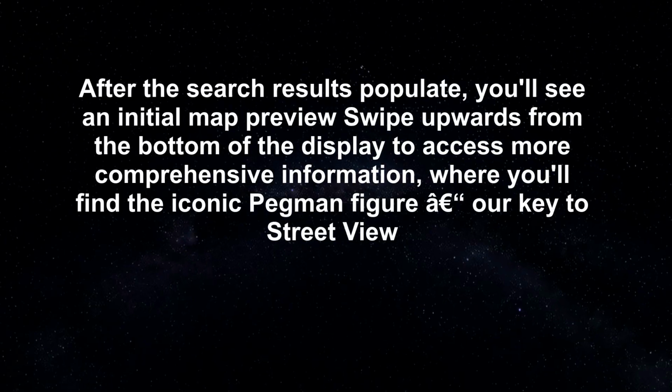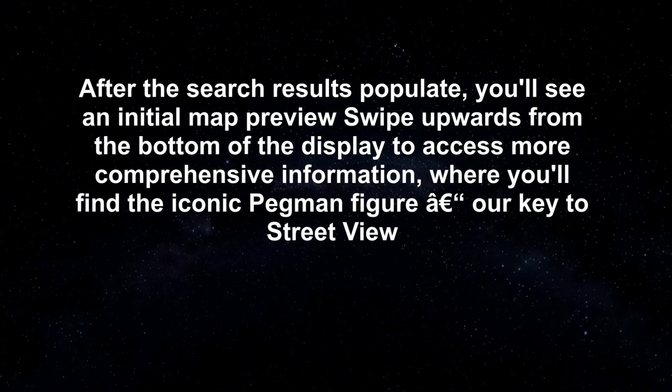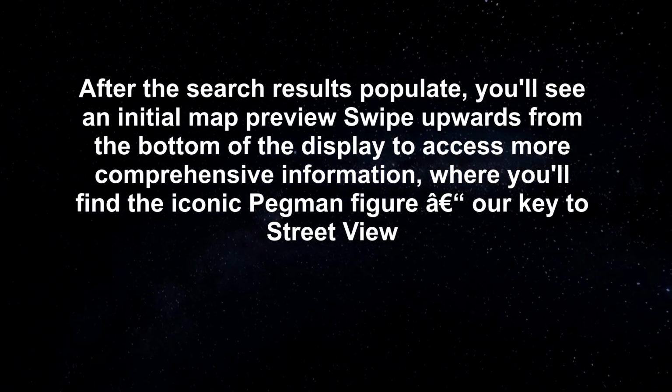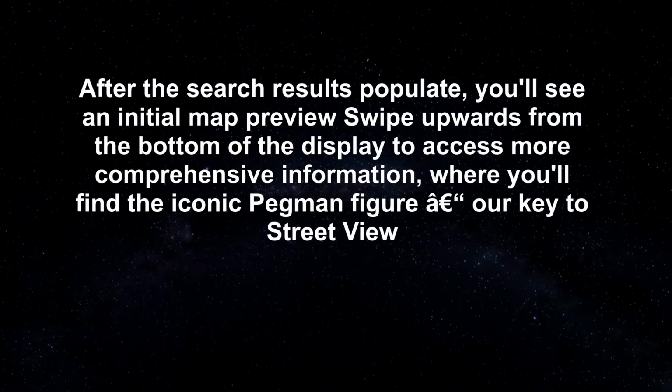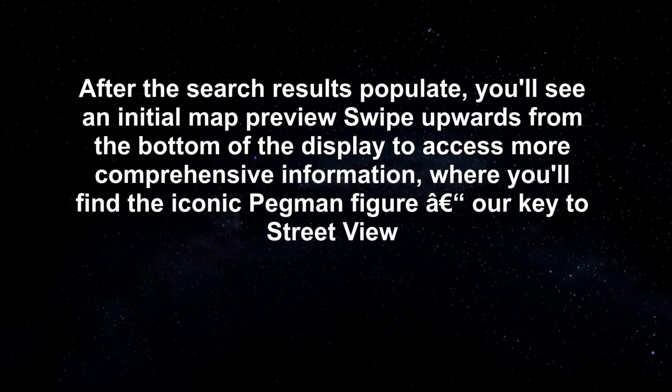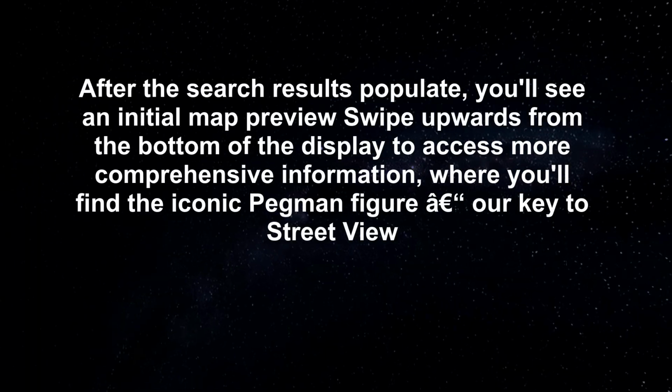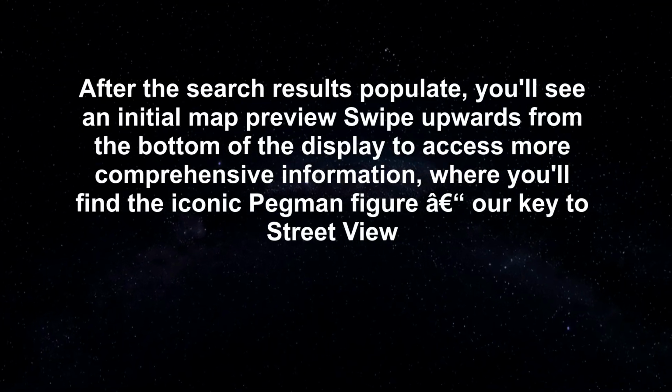After the search results populate, you'll see an initial map preview. Swipe upwards from the bottom of the display to access more comprehensive information, where you'll find the iconic Pegman figure. The Pegman is key to Street View.